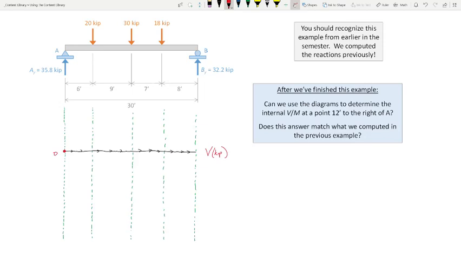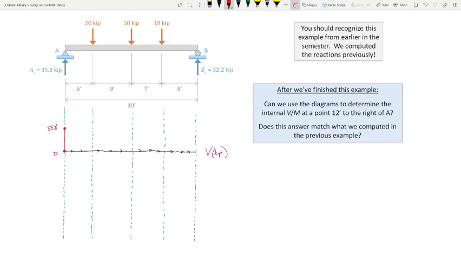So for example, at the very beginning of the beam, I start at 0 and I see there's this 35.8 kip load pointing upwards. So the beam is saying, hey Greg, go up 35.8. I say, okay, beam, I'm at 0, I'm going to go up 35.8. Because apparently in my head the beam's talking to me. So I start at 0 and I jump up to 35.8.